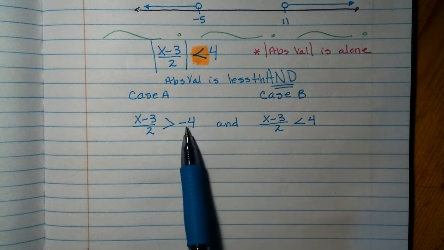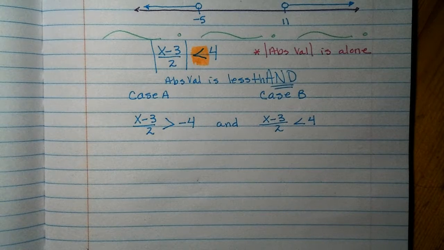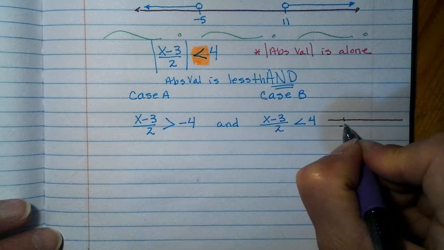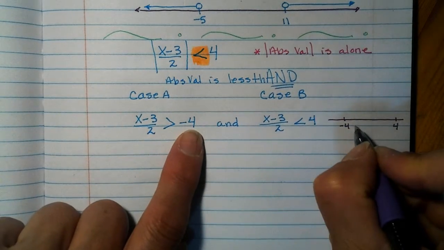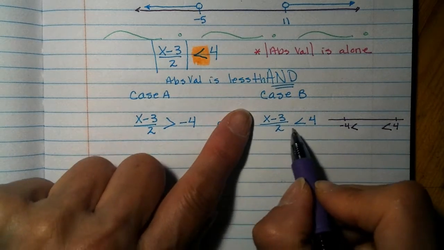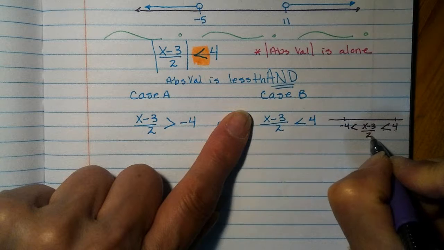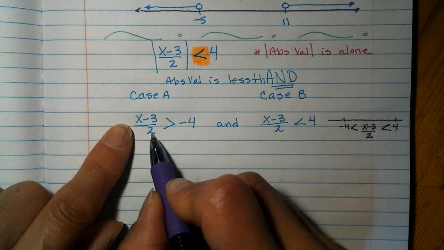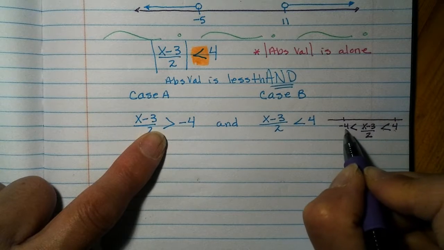So let's just think about this for a minute. Negative 4 is smaller than 4. Okay, so I'm going to give you a little visual over here because I'm going to show you how I'm going to set this up a little different. So this is negative 4 and this is 4. So you agree that negative 4 is less than 4. So let's just look here. What's less than 4? Well, x minus 3 divided by 2 is less than 4, isn't it? Well, wasn't x minus 3 divided by 2 greater than negative 4? Isn't x minus 3 divided by 2 greater than negative 4?